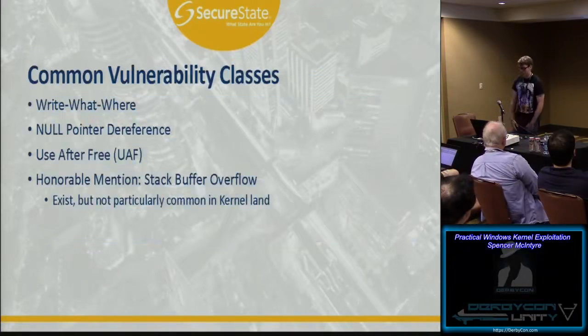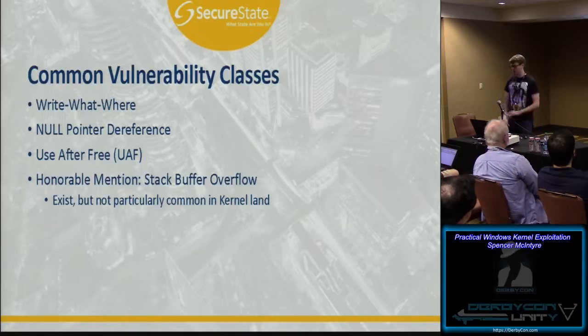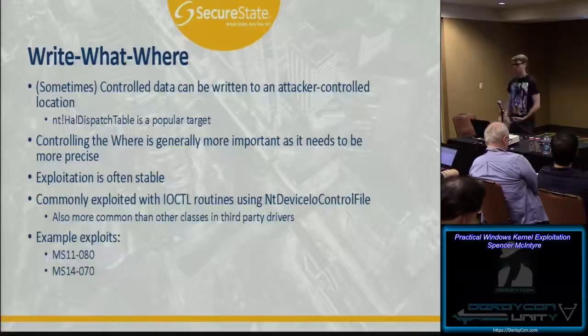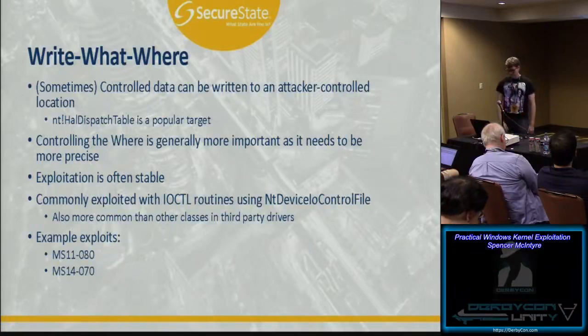So we're talking about common vulnerability classes. I have them here broken out. The top three are the primary ones. We're going to talk about write-what-where, null pointer dereference, and then use-after-free. And then finally, we're going to have an honorable mention for stack buffer overflow, because usually when people think about vulnerabilities, they talk about stack buffer overflows, but they're just not quite as prevalent in kernel land. I can't really think of any recent exploit for a Microsoft driver that leveraged a stack buffer overflow. Not to say they don't exist, but once again, we're really going to be focusing on the common vulnerability classes. While they are common in other types of software, for code execution and things like that, not always in kernel land specifically. So first up, with write-what-where.